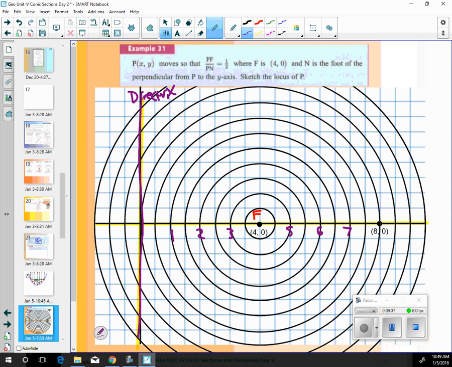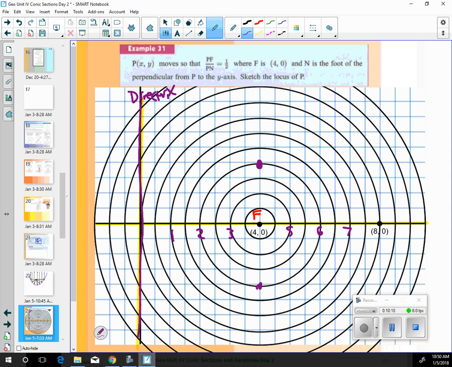Okay? And here's 8. And we want to go up 4. 1, 2, 3, 4, right? So if I go over 8, 1, 2, 3, 4, 5, 6, 7, 8, up 1, 2, 3, 4. This is a point on that figure. And by the way, if you go down 1, 2, 3, 4, it's going to be the same.